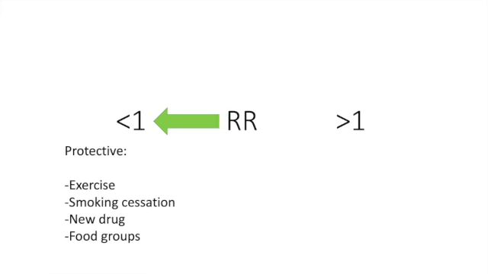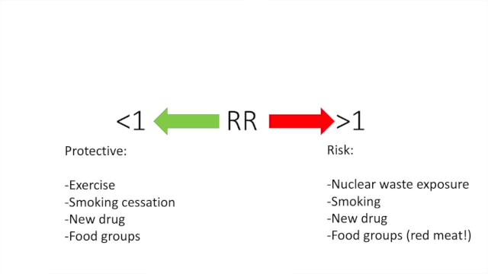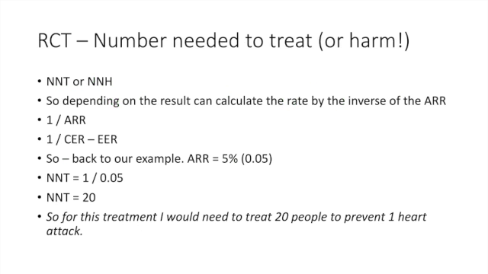Again, likewise, a relative risk of less than 1 means it's protective: exercise, smoking cessation, new drugs, food groups. And greater than 1, again: nuclear waste, smoking, new drugs, food groups, red meat. Just remember that 1 is no difference.